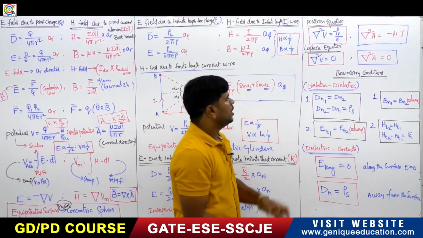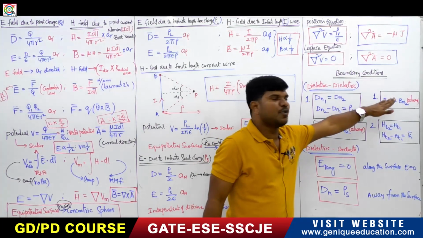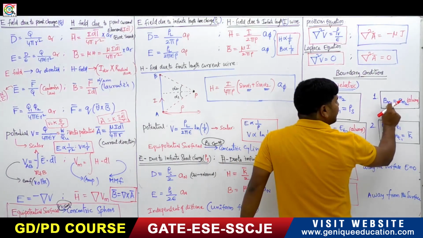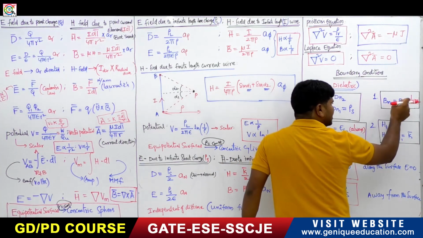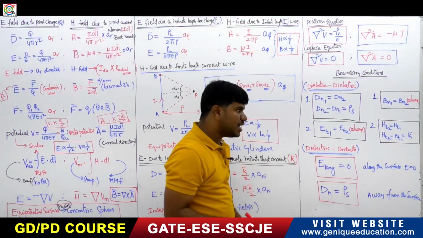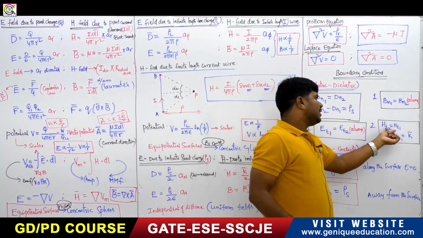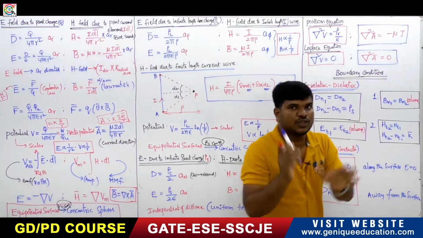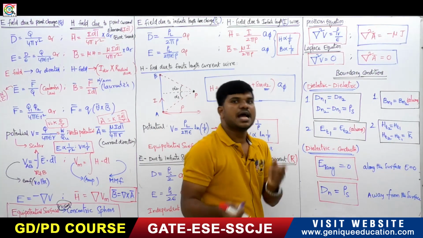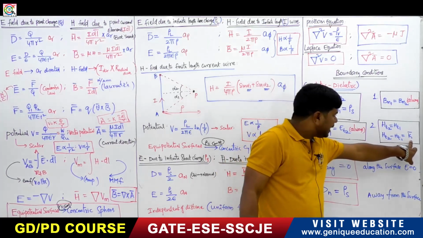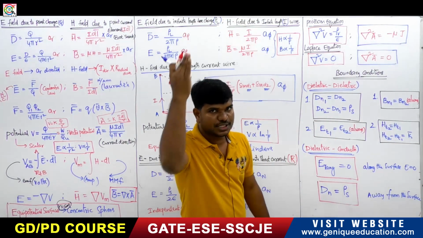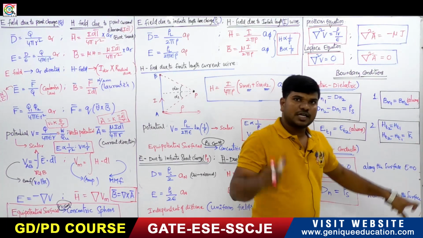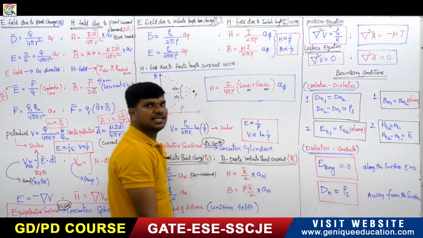Similarly, the magnetic boundary conditions are exactly opposite to this. Here the normal component of the magnetic flux densities is always continuous. The tangential component of the magnetic field intensities is continuous if there is no sheet current. If there is a sheet current, they are discontinuous by an amount K. What is K? K is the sheet current placed at the boundary.